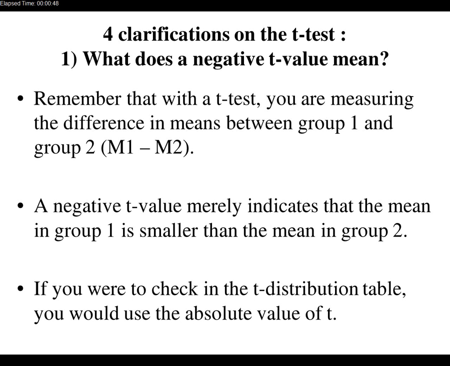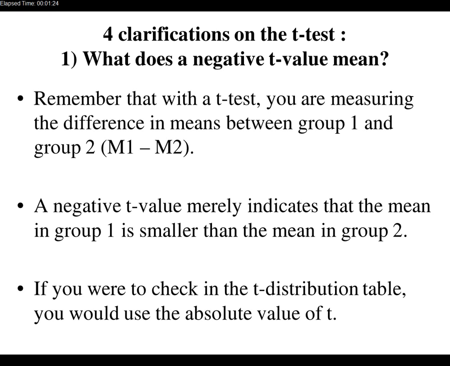As I said, we're going to be doing some clarifications on the t-test from some issues that students came up with from last week's work. First of all, what does a negative t-value mean? Well, remember that with a t-test, you're measuring the difference in means between group 1 and group 2. You can only measure two groups. So it comes out to mean 1 minus mean 2.